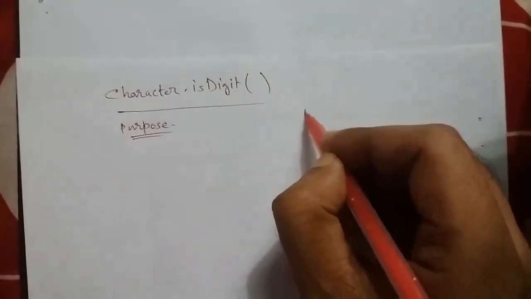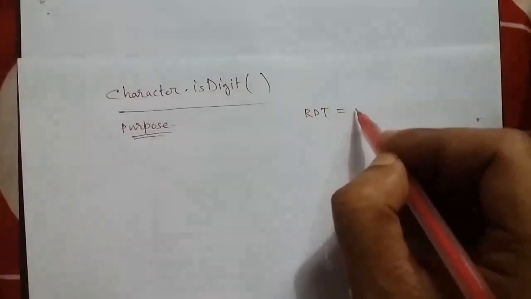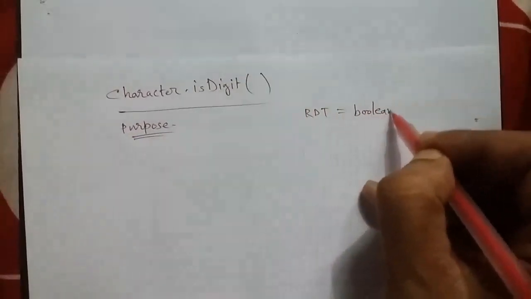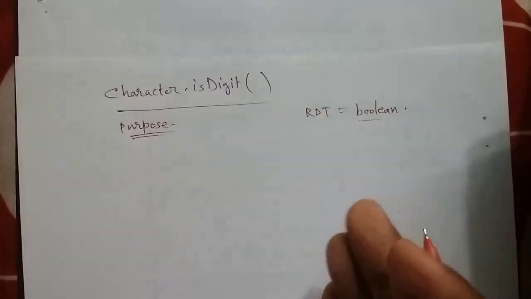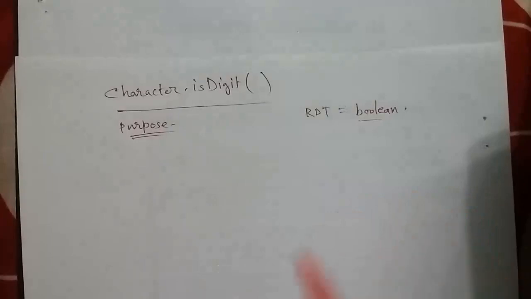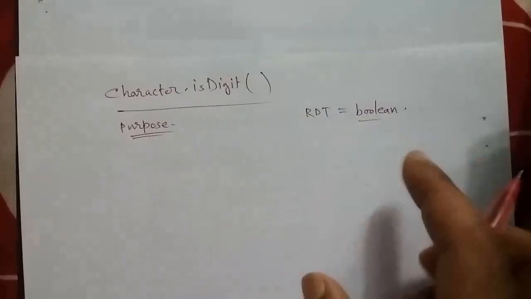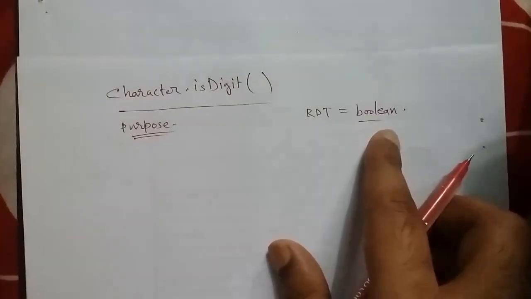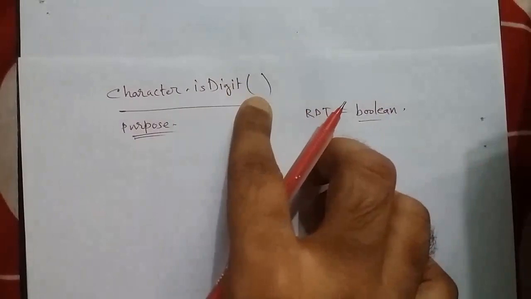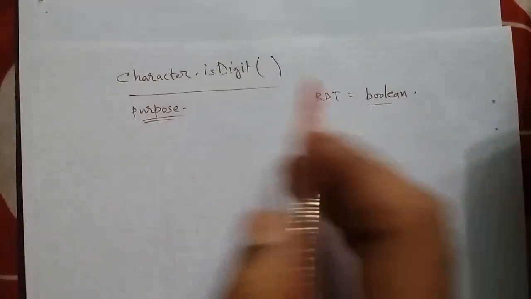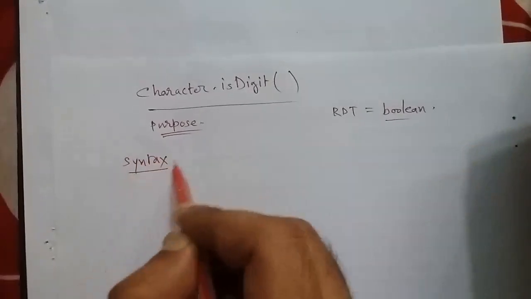So return data type is also what? Boolean. A method that starts with is, has, okay, always returns Boolean type of value. So in this type of methods, you must write the return data type as Boolean. See that isDigit is the method. So now syntax.